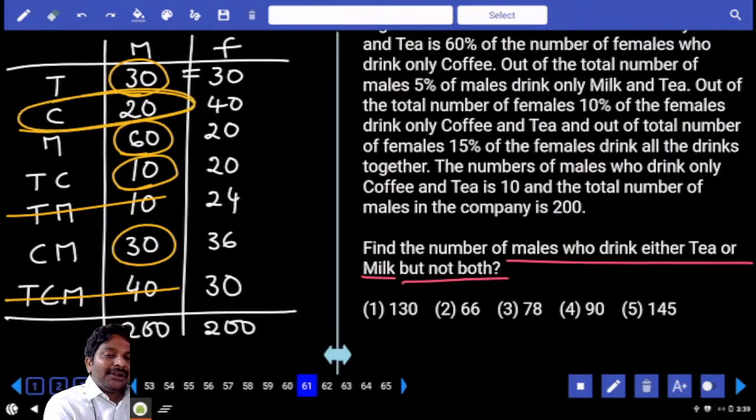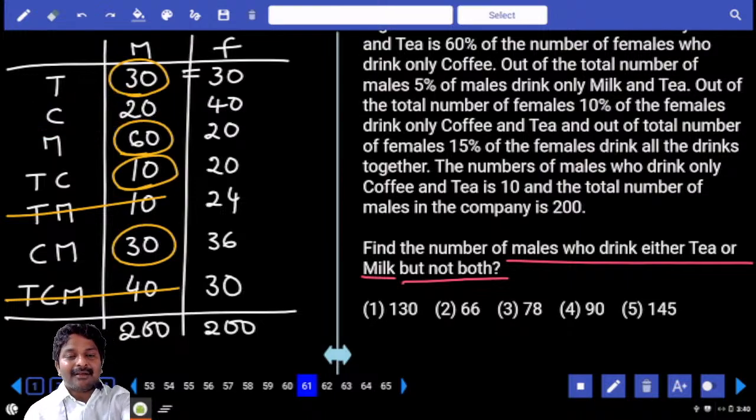Why are we not counting only coffee 20? Because they are not drinking either tea or milk. Right. We need to add those 4 numbers. How much is that? 130. Any doubt? Sure?